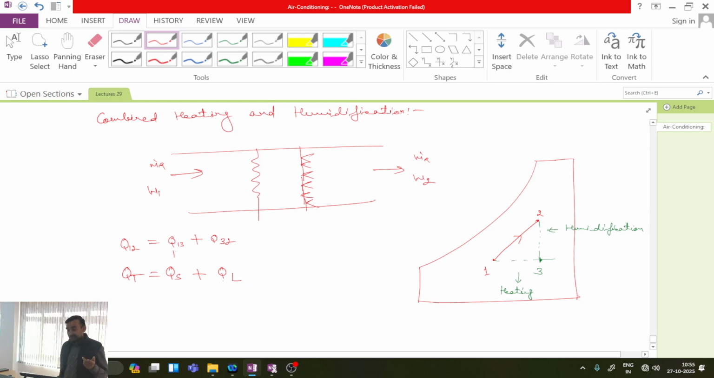Is this point clear? Just now I calculated what the sensible load is: 0.0204 V dot A into T2 minus T1. In this case, which process is representing sensible? T2 is not representing sensible, T2 is combined. Sensible is represented by only 1 to 3. So, T3 minus T1. Okay. And what is latent? 50 V dot A into W2 minus W3.